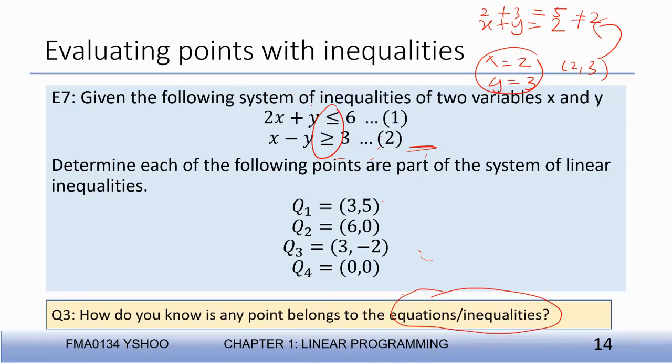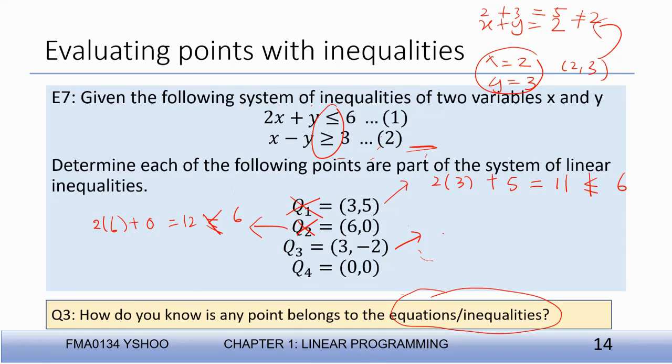Let's try the first one, (3, 5). I have equation 1, 2x plus y less than 6, and x minus y greater than or equal to 3. I substitute: 2 times 3 plus 5 equals 11. It is not less than 6, so I can tell you Q1 does not fit into this system of inequalities. Now Q2: starting again from equation 1, 2 times 6 plus 0 equals 12, also not less than 6. So Q2 also does not belong to this system of inequalities.